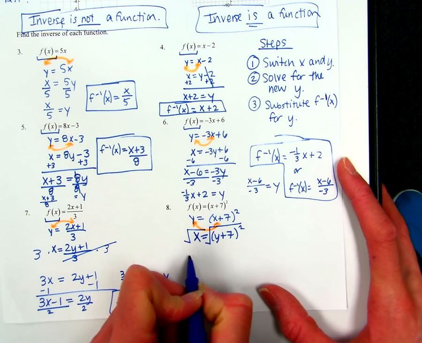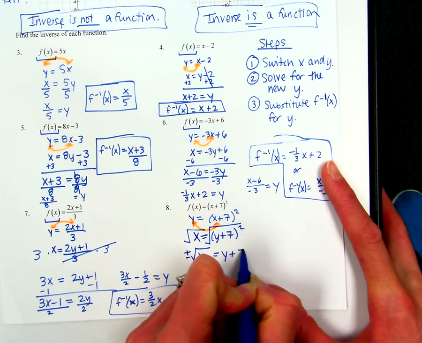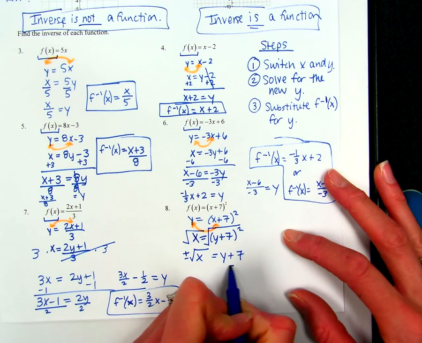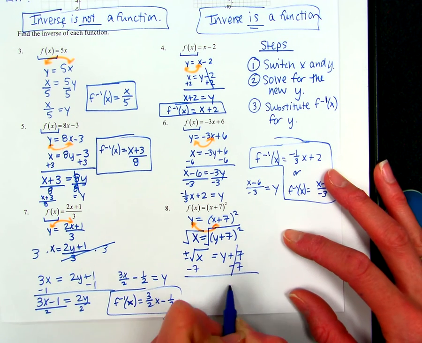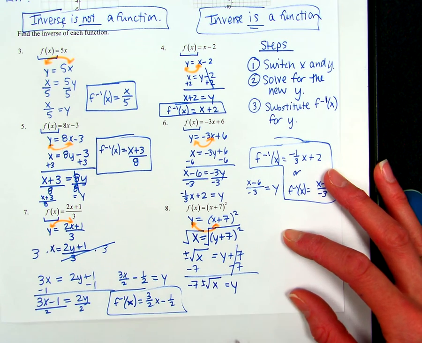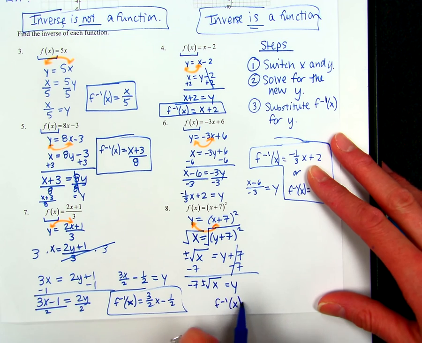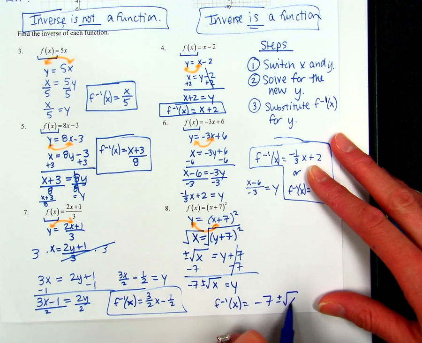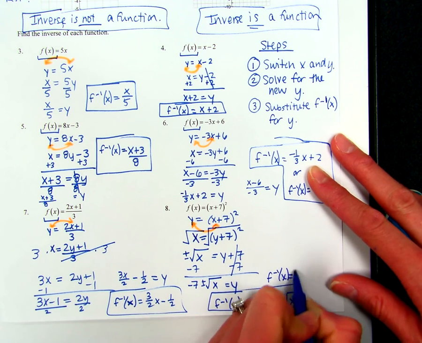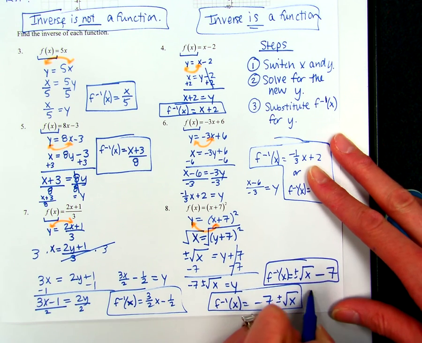So these cancel. Now when I say this, I need to say plus or minus square root of x. And then the square root and the square would cancel. So just make sure you put plus or minus here. And then I need to subtract 7. So I got y equals, and then usually you put your negative 7 first, and then plus or minus root x. So here's my final answer. Inverse of f of x equals negative 7 plus or minus square root of x. You could also say inverse of f of x equals plus or minus root x minus 7. So that would not be wrong. That's just another option.